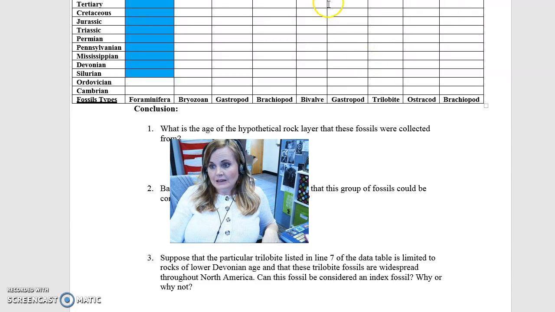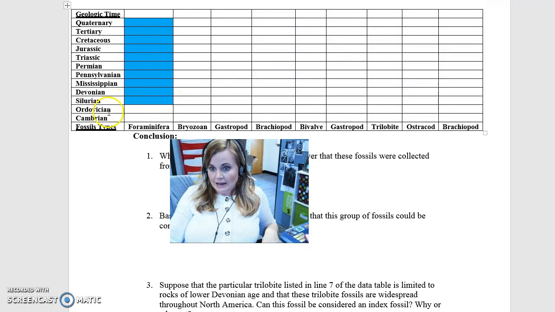You cannot be dealing with Ordovician age rock because foraminiferas weren't found in the Ordovician period, so that rock would be too old. There are going to be some that weren't found in the Quaternary Tertiary period, right? So you have to pick the age that is colored in all the boxes for question number 1.